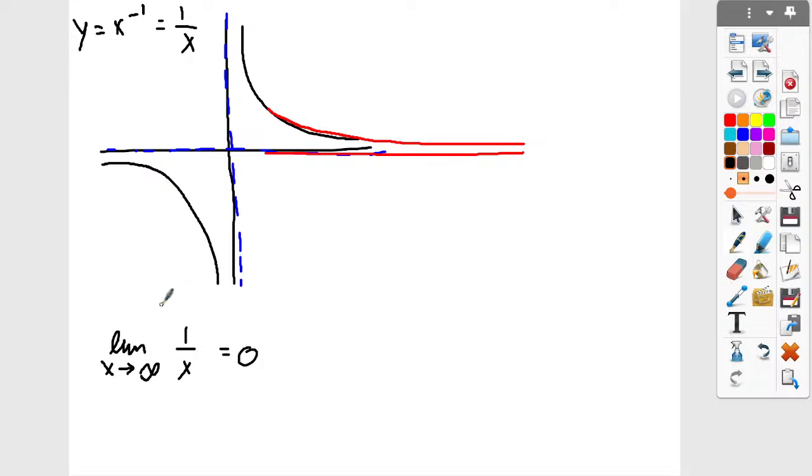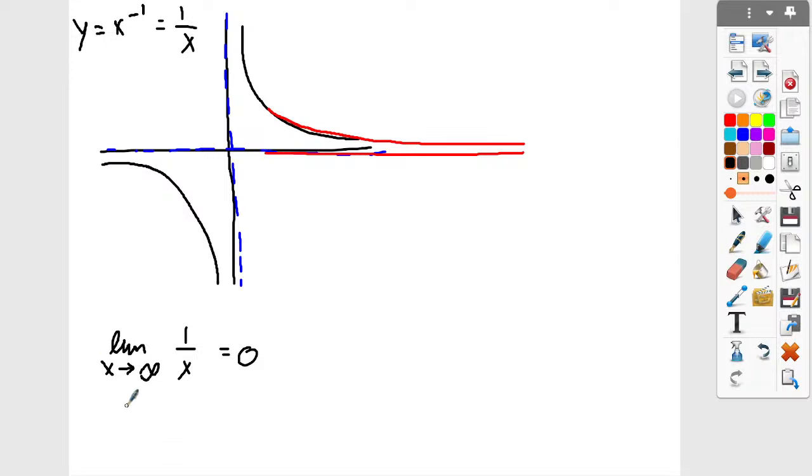Or you could just think of it numerically. If we put x equals 10, we get 0.1. x equals 100, 0.01. 1000, 0.001. It moves closer and closer and closer to 0. So as x approaches infinity, 1 over x is 0.